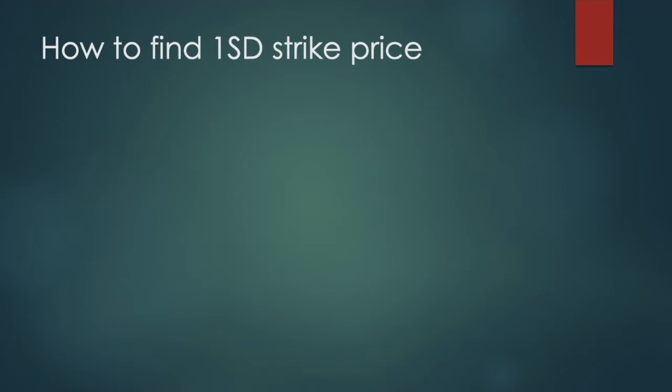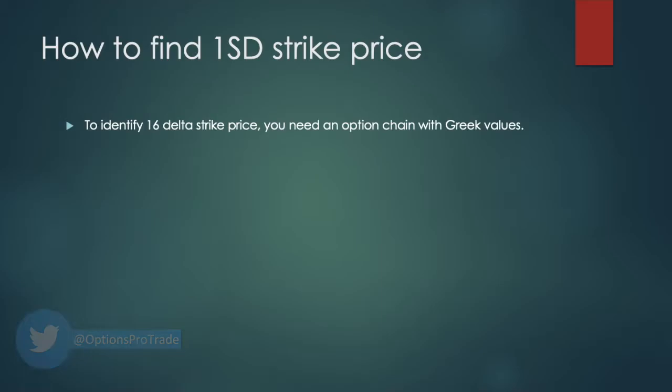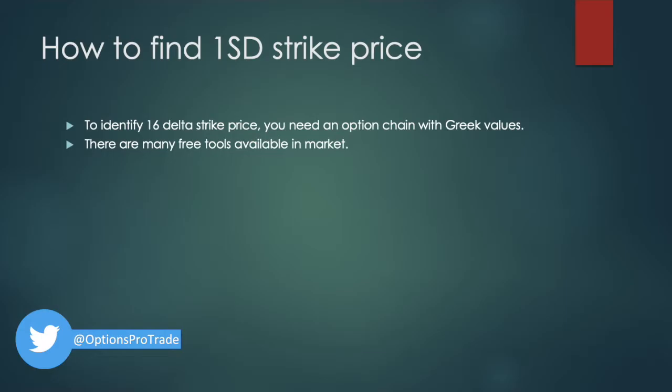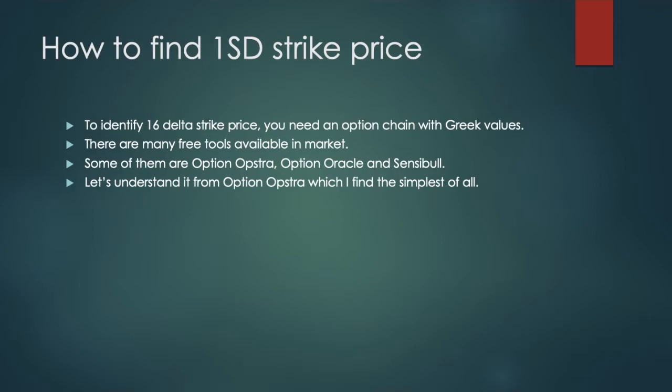We need to identify the 16 delta strike price. We should have an option chain which is reflecting Greek values. There are many free tools available in the market, for example, Opstra, Option Oracle, and Sensibull. I like Opstra, which is the simplest. So let's understand from Opstra.